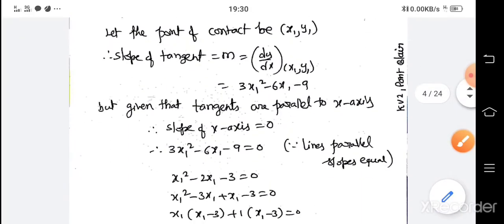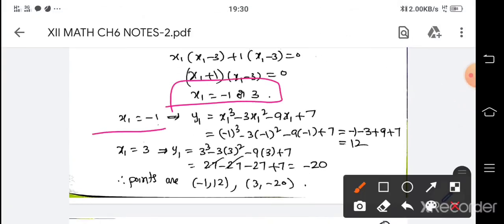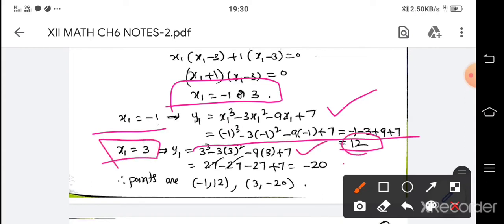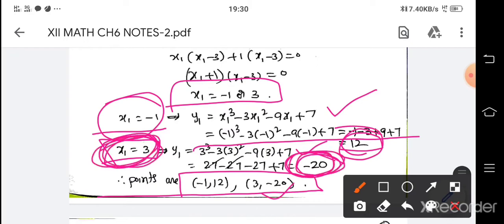We got the x1 values: minus 1 and 3. Substitute x1 is equal to minus 1, you get y1 value as 12. x1 is equal to plus 3, you get y1 value as minus 20. Therefore the points are minus 1 comma 12 and 3 comma minus 20, because when x1 is minus 1, y1 is 12, when x1 is 3, y1 is minus 20. So minus 1 comma 12, 3 comma minus 20. These are the points, right?